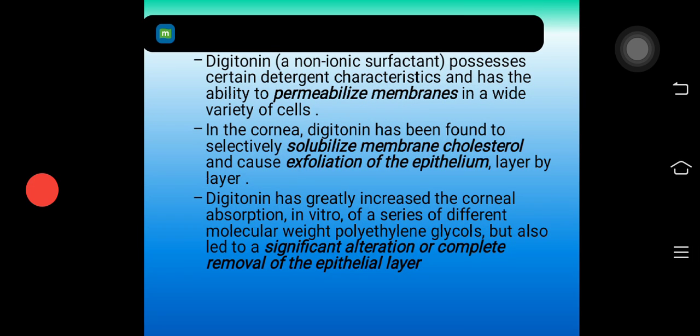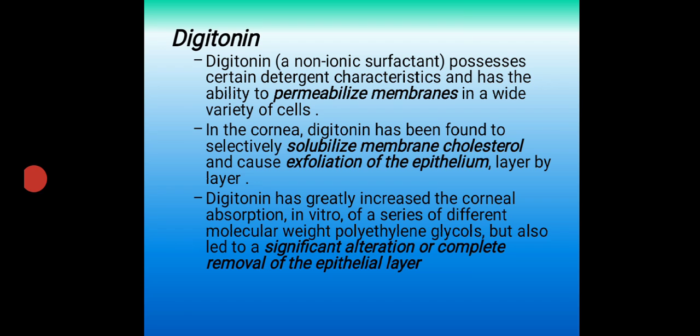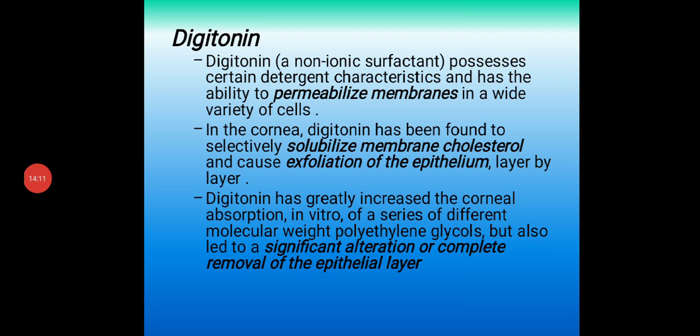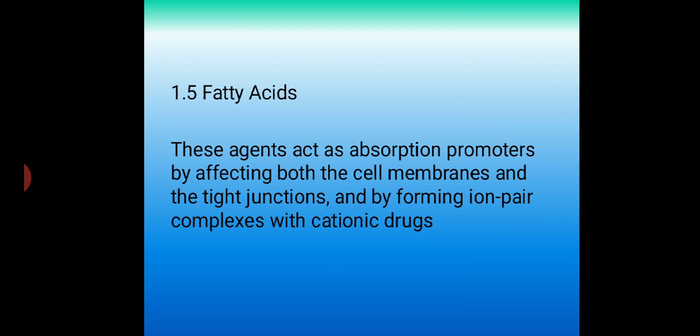And again, digitonin produces a significant alteration or a complete removal of the epithelial cells. Even though it increases the absorption of the drug molecule, it shows a significant alteration or complete removal of the epithelial cells. So we need to evaluate the safety of using digitonin as a penetration enhancer. It's not only the case with digitonin, but with the other penetration enhancers we are discussing now. Even benzalkonium chloride, as a preservative, is again used as a penetration enhancer. The safety of all these penetration enhancers must be evaluated properly before using them in the development of any drug delivery systems.